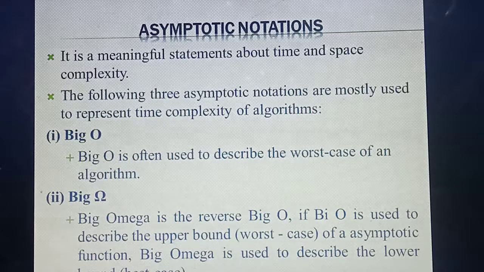Then big omega. This big omega is just the reverse of big O. So if big O determines the worst case of an algorithm, big omega will determine what? The best case of an algorithm. Worst case and best case give us the upper bound and lower bound. Okay, just opposite.